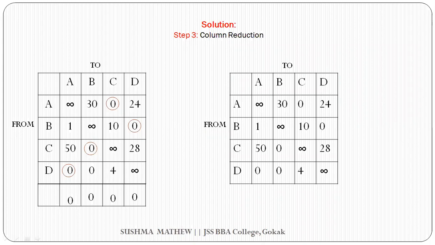1 minus 0 is 1, 50 minus 0 is 50, 0 minus 0 is 0. Similarly, in column B, 30 minus 0 is 30, 0 minus 0 is 0, 0 minus 0 is 0. Then in column C, 0 minus 0 is 0, 10 minus 0 is 10, infinity, you don't touch it, keep it as it is, and 4 minus 0 is 4. Likewise, you have to do it. Now the row reduction has been done, the column reduction is done. Now next step is the assignment.